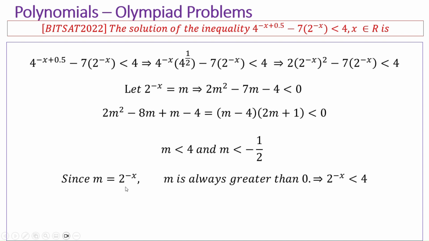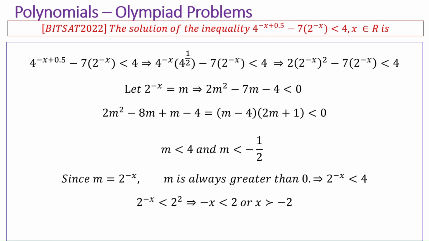Okay, so if you see the property of 2 power minus x, 2 power minus x is nothing but 1 by 2 power x, correct? 1 by 2 power x is always positive. For any positive or negative values of x, you will always get 2 power minus x as positive. It can never be less than 0, right? So 2 power minus x is less than 4, which means it is from 0 to 4 basically.